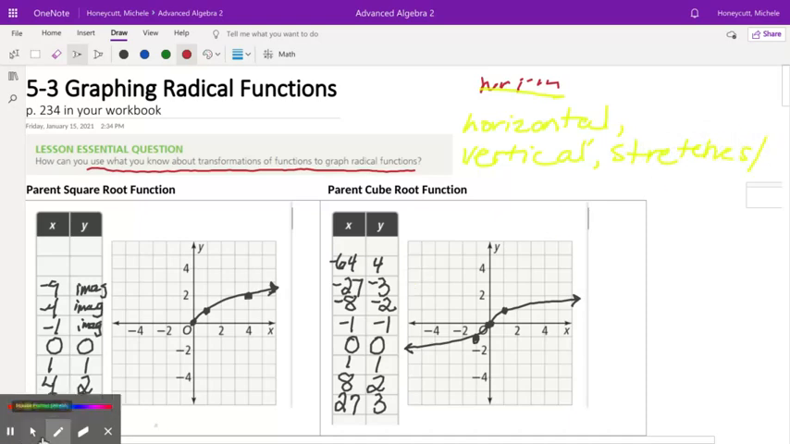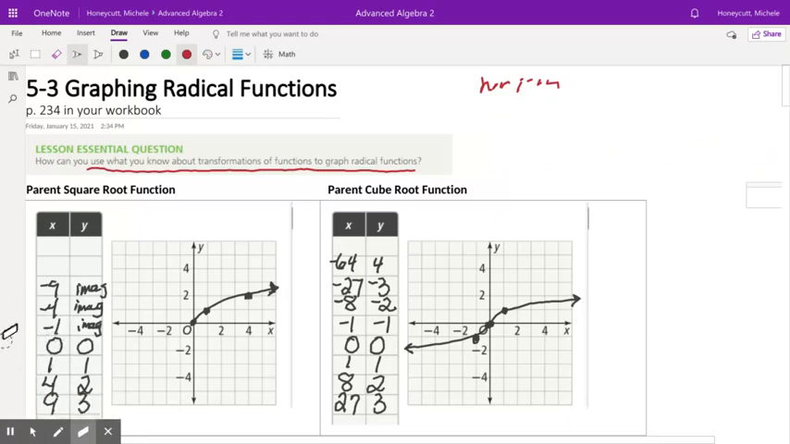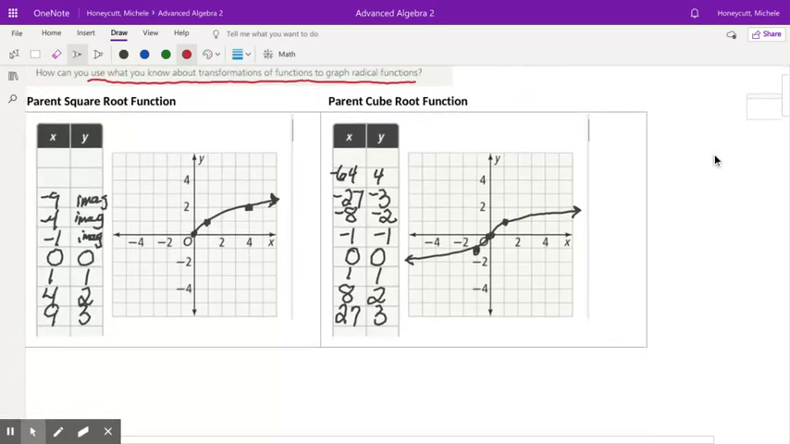But first, before you can shift a function around, left, right, up, or down, you have to have a good idea of the parent function. So you have a picture right here. You'll want to add these into your notes, the parent square root function and the parent cube root function. So let's talk about the parent square root function first.